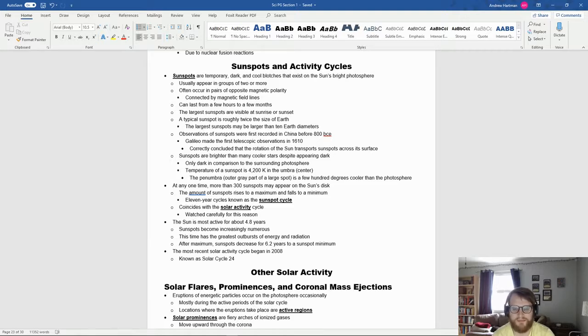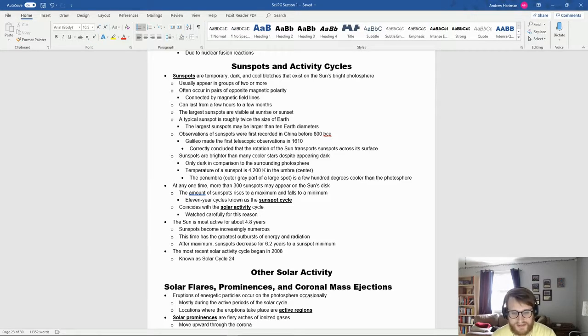So at any one time, there could be 300 sunspots that appear on the sun's disk. But it's not a pattern per se; the increasing and decreasing amount of sunspots is on a cycle known as the sunspot cycle, which lasts about 11 years. The sunspot cycle coincides with the solar activity cycle as well, which is why astronomers and meteorologists care about it, because the sunspot cycle is one of our best ways to gauge the solar activity cycle.